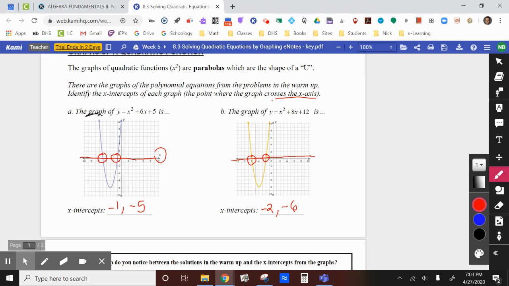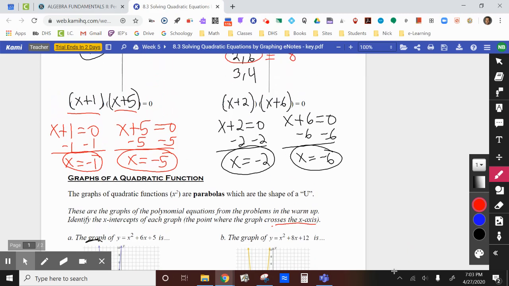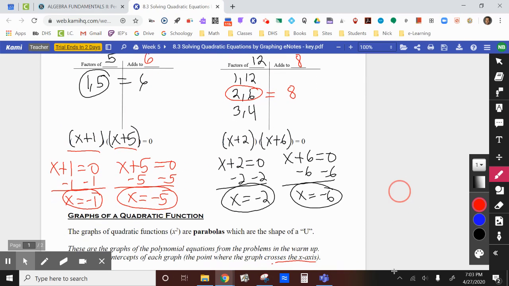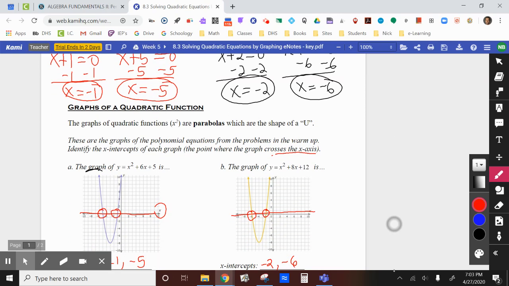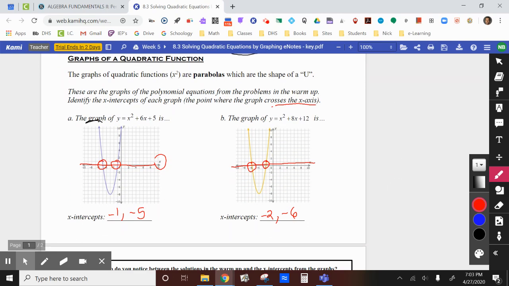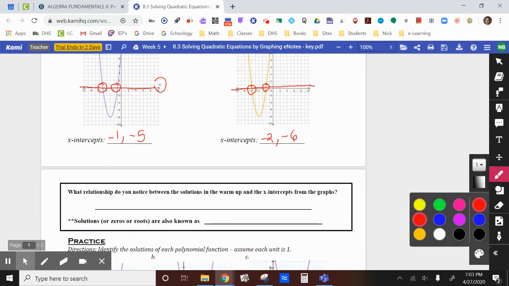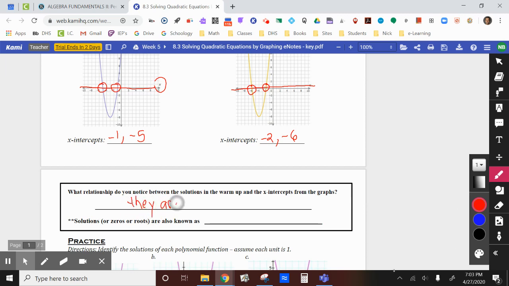Very interesting. All right, how about here? Example 2 warm-up, we had x equals -2 and x equals -6. And look at that, our x-intercepts are also -2 and -6. So what relationship do we notice? Well, we notice that they are the same values or numbers.